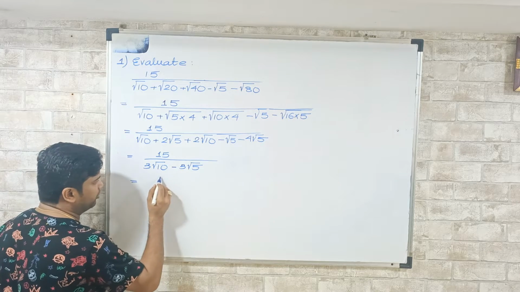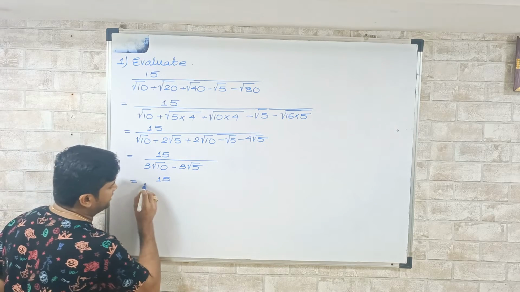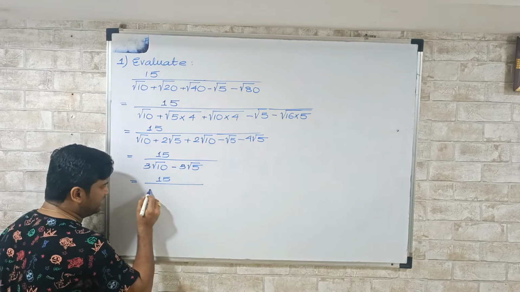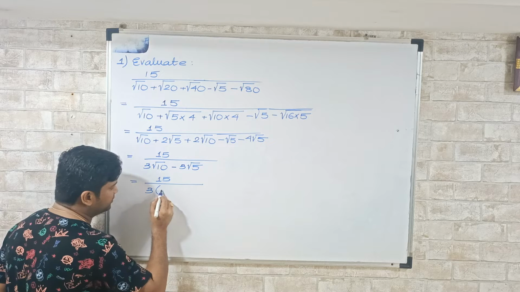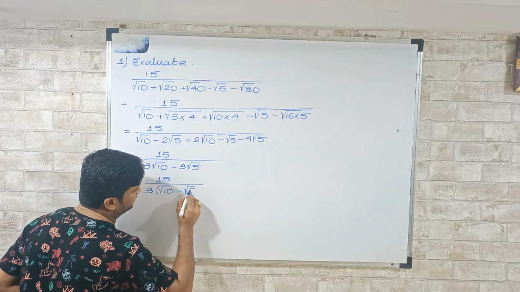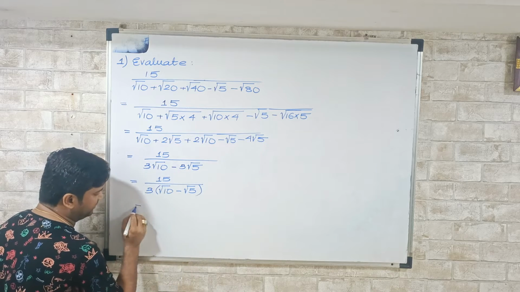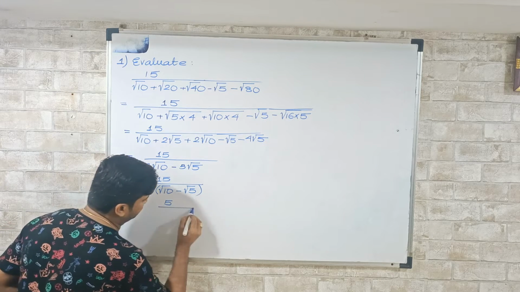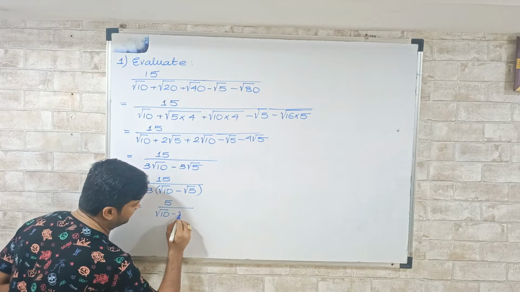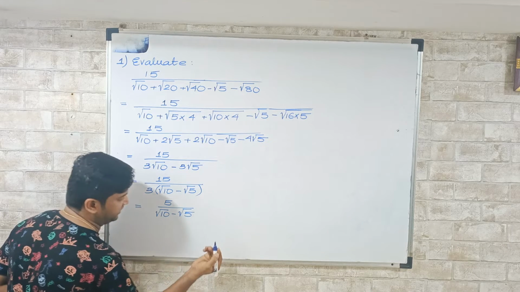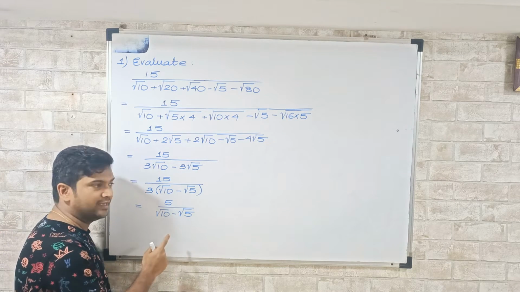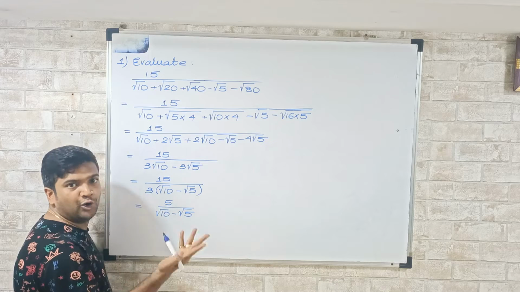Now, one more step. Check. In the denominator, I can take 3 common, correct? So if I take 3 common, what goes inside the bracket? It will be root of 10 minus root of 5. Now this will be 3 fives are 15, and denominator root 10 minus root 5. Lovely. So I got 2 terms in the denominator, and now from here you all know what is to be done.